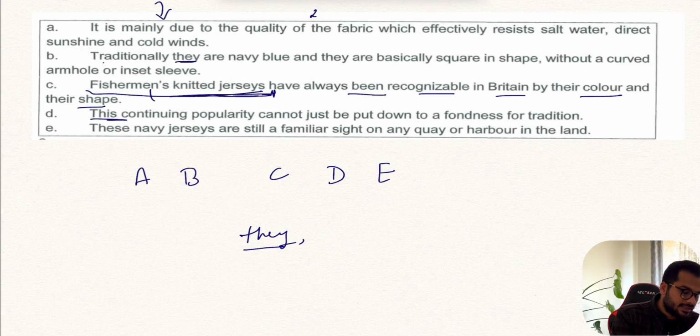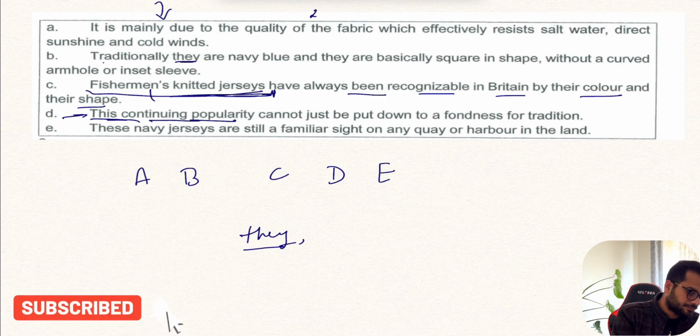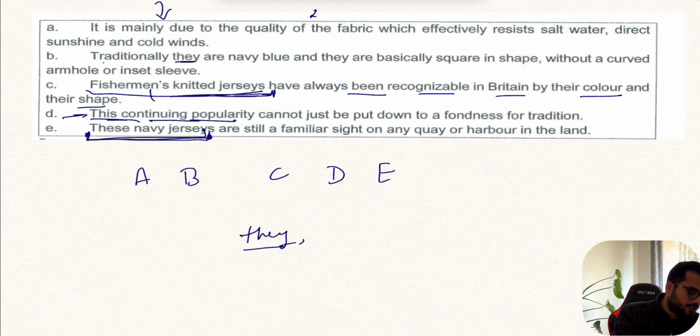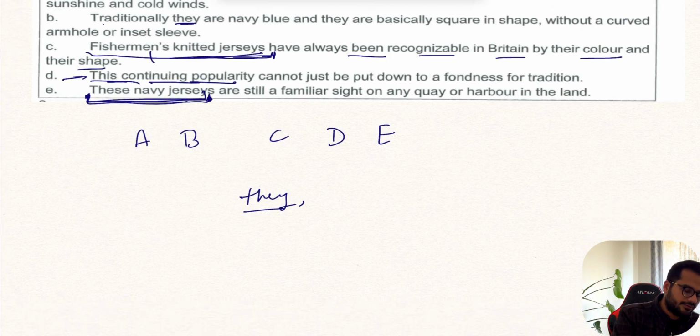Next is "this continuing popularity." That means that continuing popularity would have already been mentioned in some other sentence. Again, D cannot be my very first sentence. And then last but not the least, "these navy jerseys." The moment you see these navy jerseys, that means they've already mentioned the navy jerseys in some other sentence before. So again, that sentence cannot be my very first sentence. Out of all the options, my very first sentence has to be C.